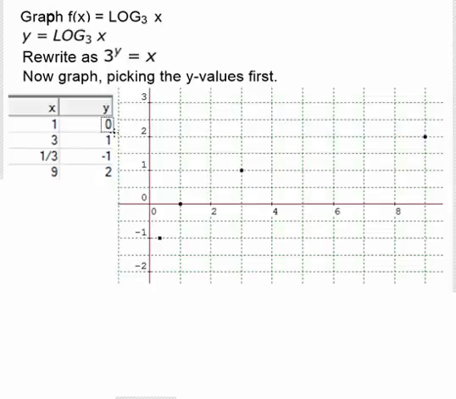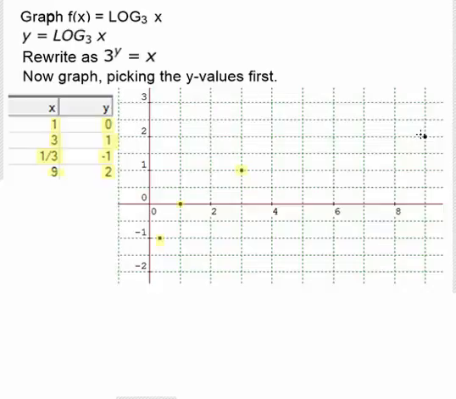When we let y equal 0, x is 3 to the 0, which is 1. So we have the point (1, 0) graphed right here. When y is 1, x is 3 to the 1, which is 3, giving us the point (3, 1) right here. When y is negative 1, we get x equals 3 to the negative 1, which is 1 over 3 to the 1, or 1/3. And that's this point down here. And then finally, when y is 2, x is 3 squared, or 9, giving us this point out here.